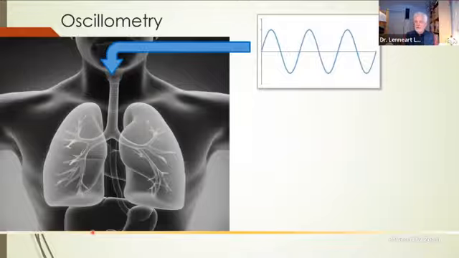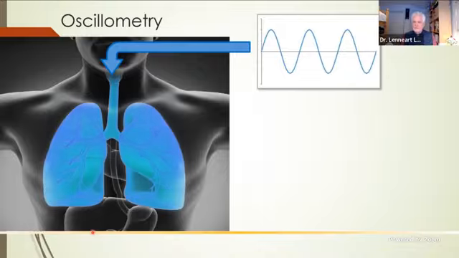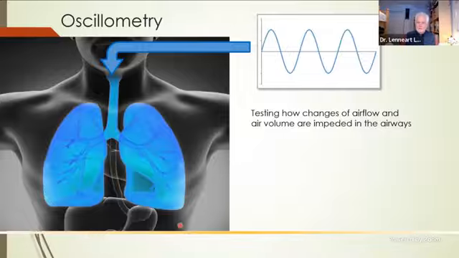Just a quick recap here. I'm not going to delve into this in any detail, but what we are doing with oscillometry is to essentially test how changes of airway flow and air volumes are impeded in the airways. It's really how do we move air in and out. But rather than having to rely upon the patient providing the mechanics to do this, as we do with spirometry and to some extent also in a body box, we now have a machine doing it for us.